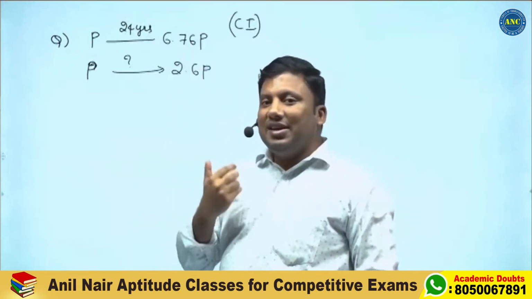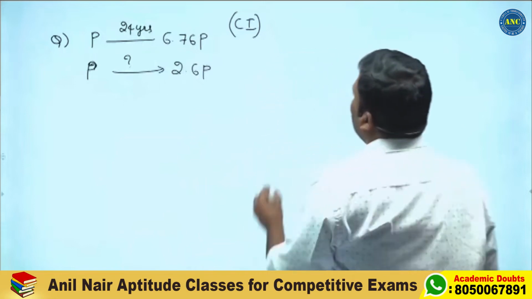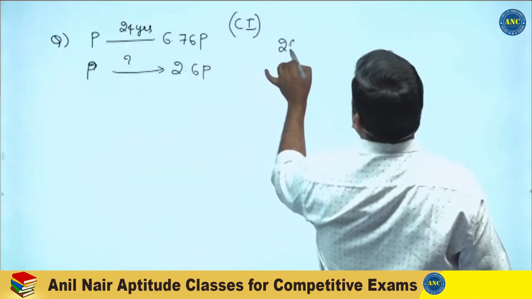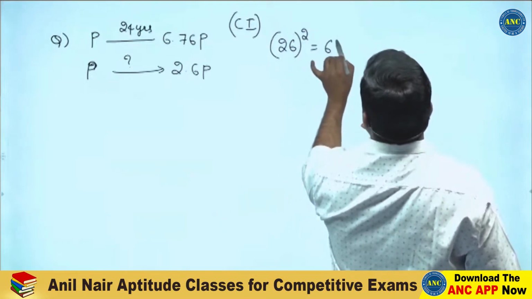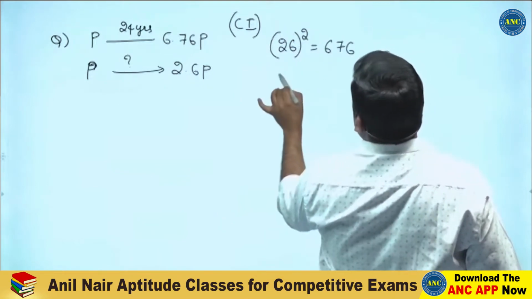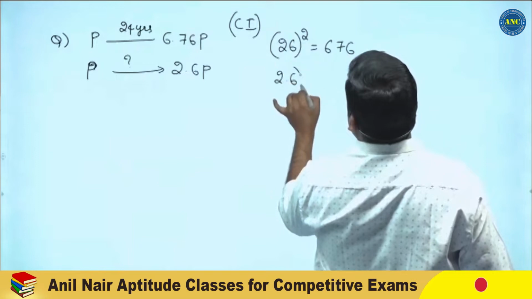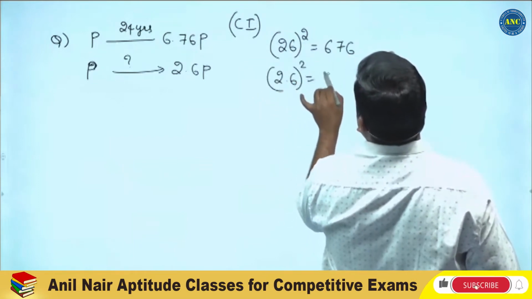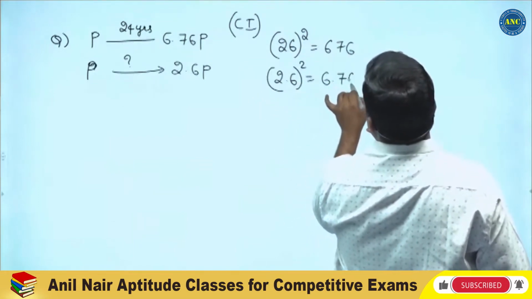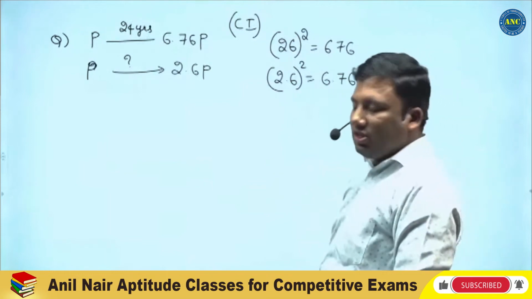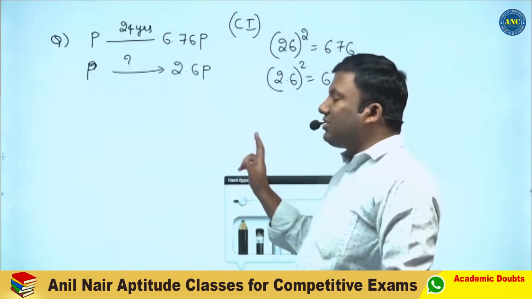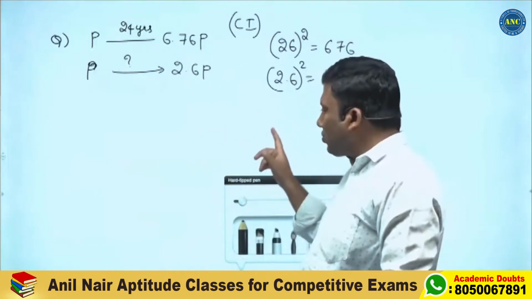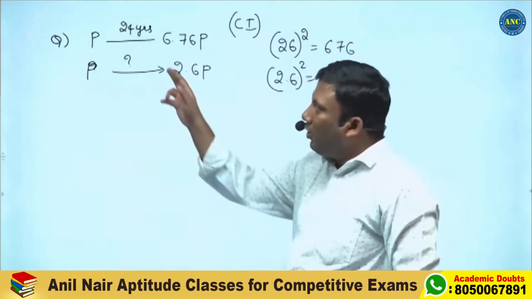625 is 25 square. 26 square is 676. So 2.6 whole square is 6.76. I got 2.6 whole square. That means the sum is becoming a square. Square means it would have become 2 parts.